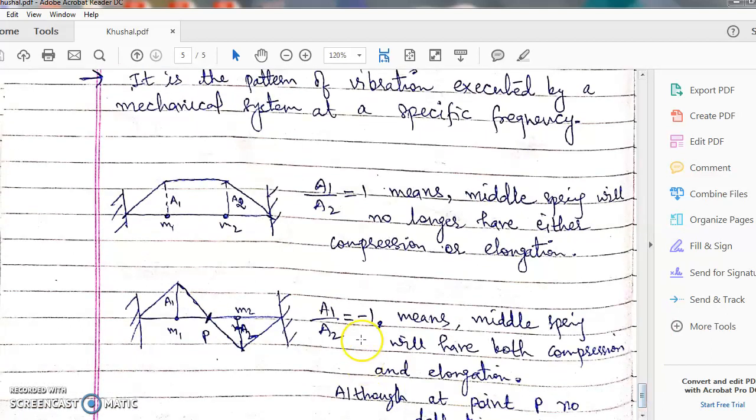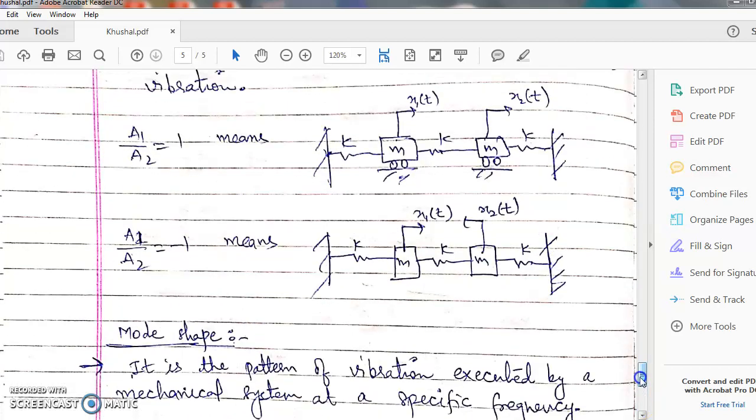Second, now a1 by a2 is equal to -1 means the middle spring will have both compression and elongation. Let's say this is my displacement of mass m1 and this is my displacement of mass m2, with -1, so I have put it like this, and then this is our mode shape. Increasing linear, decreasing, and then increasing. So here we can see in some part it is elongation, in some part it is compression. It will be more clear from the diagram.